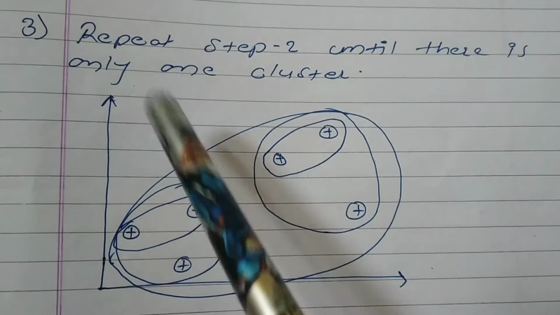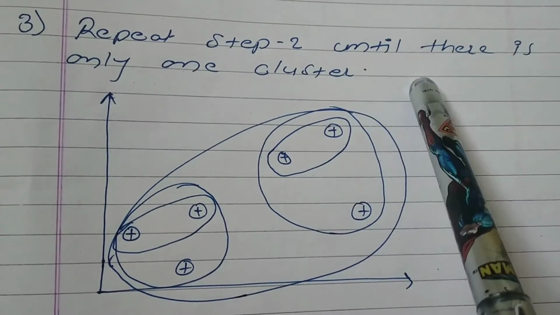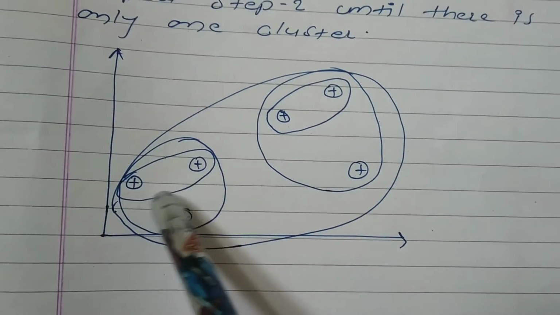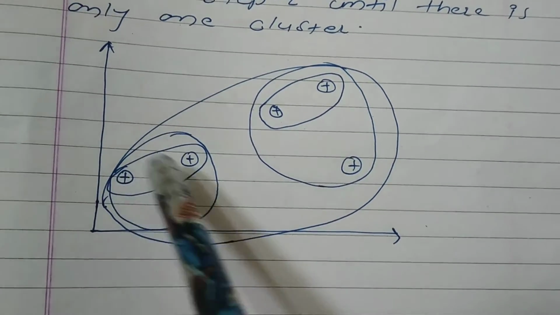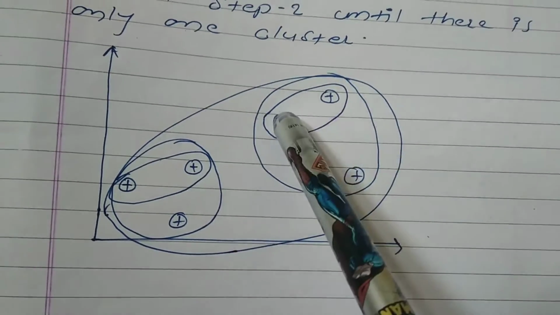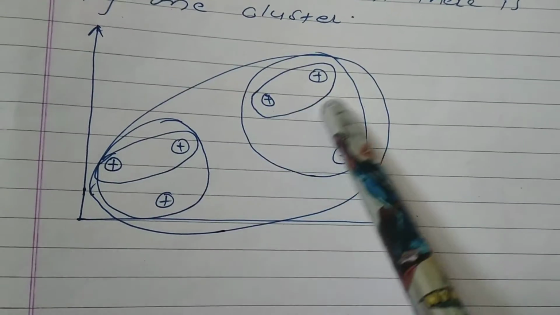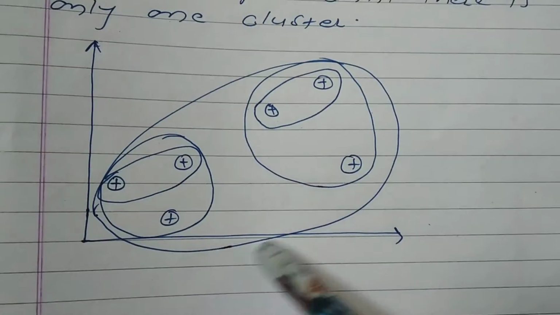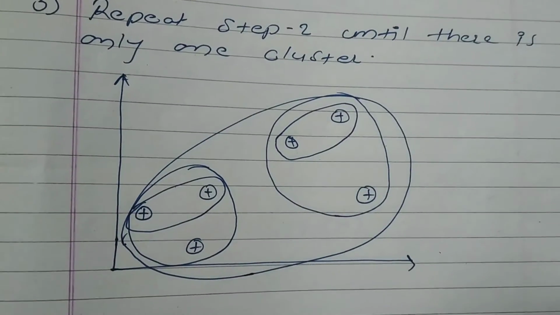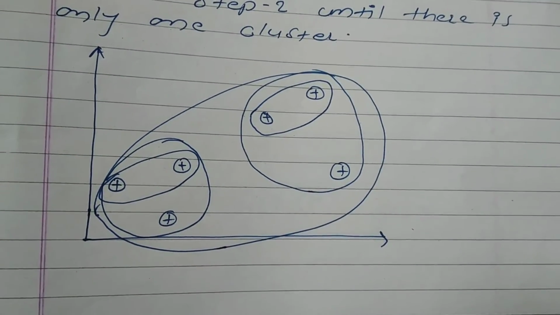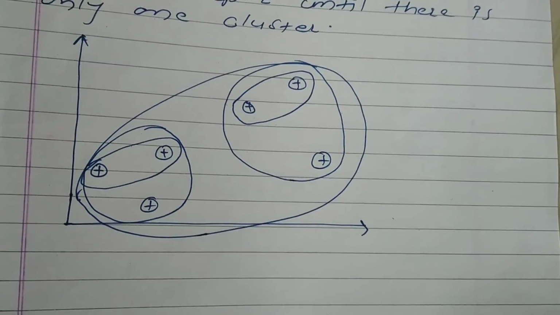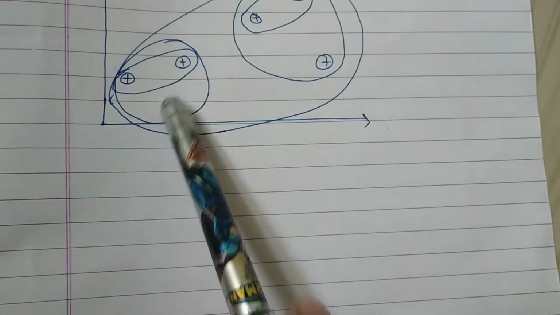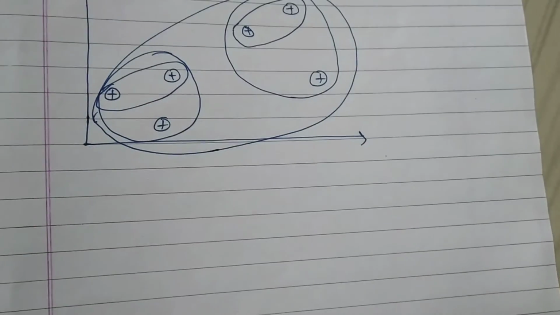Now in the third step, repeat step 2 until there is only one cluster. So we have to repeat step 2. Here I have created a cluster because these two data items are closer, then a cluster of these three, and then finally I have a single cluster. That process is called hierarchical clustering, right?